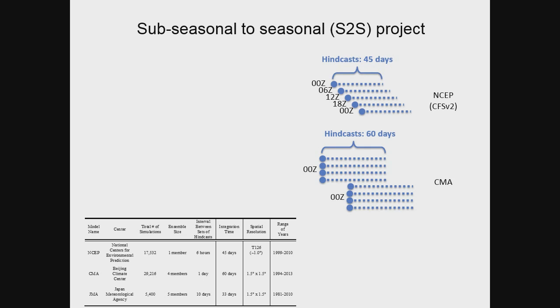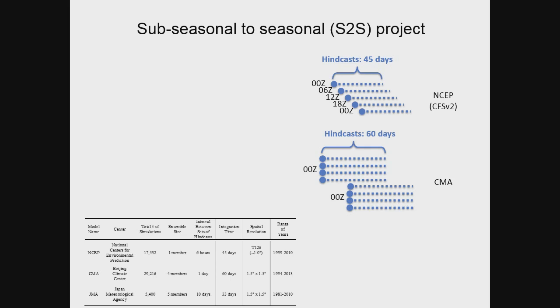They vary in the length of the simulations and the period that they cover, and also the spatial resolution sometimes. So for example, the NCEP model starts every 6 hours and runs for 45 days, while the Chinese model runs for 60 days and starts every day at 0Z with 4 members. The Japanese model has 5 members, I think, and they are 10 days apart.